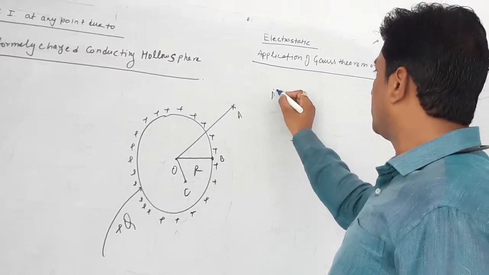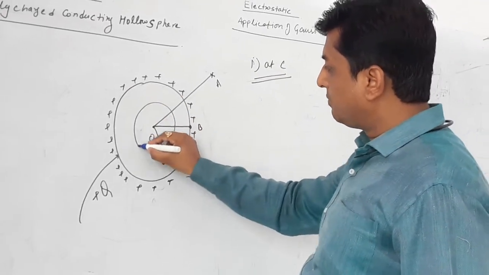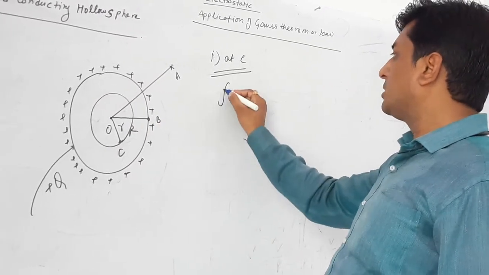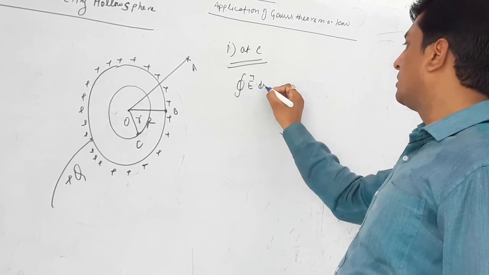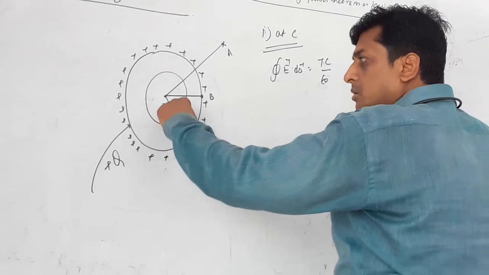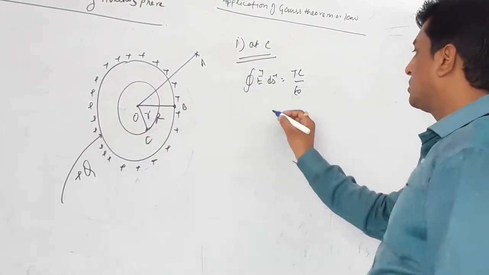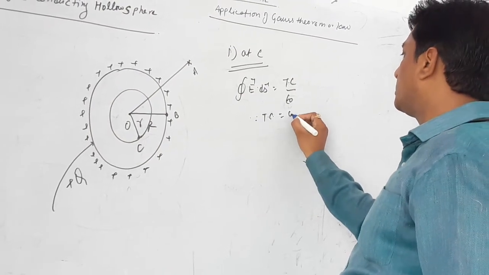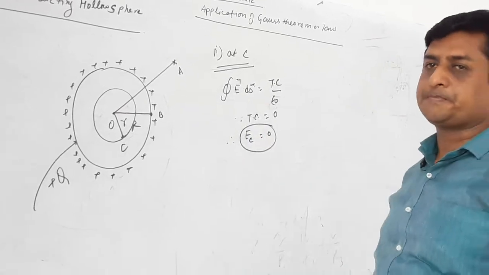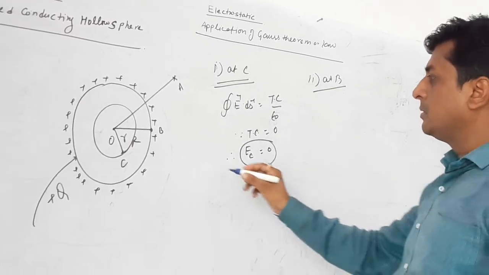For example, at C you want to calculate. For that, draw a Gaussian surface. This is the Gaussian surface whose radius is small r. Apply Gauss theorem: closed integral E ds is total charge upon epsilon naught. You can see this Gaussian surface carries 0 charge. There is no charge present inside this. So since total charge is 0, therefore intensity at C will also be 0. Okay.